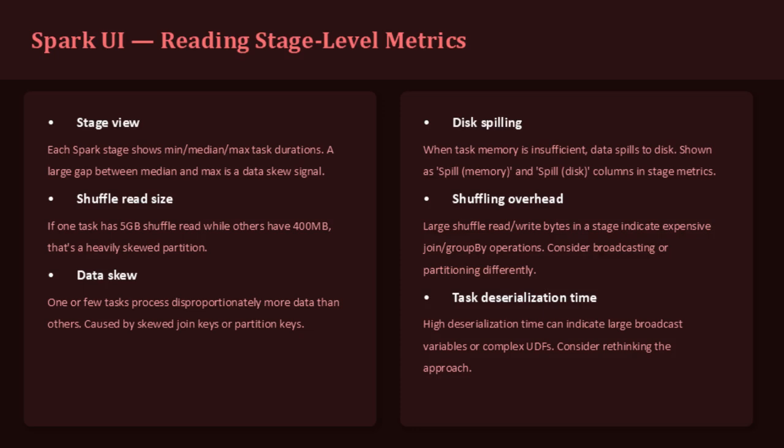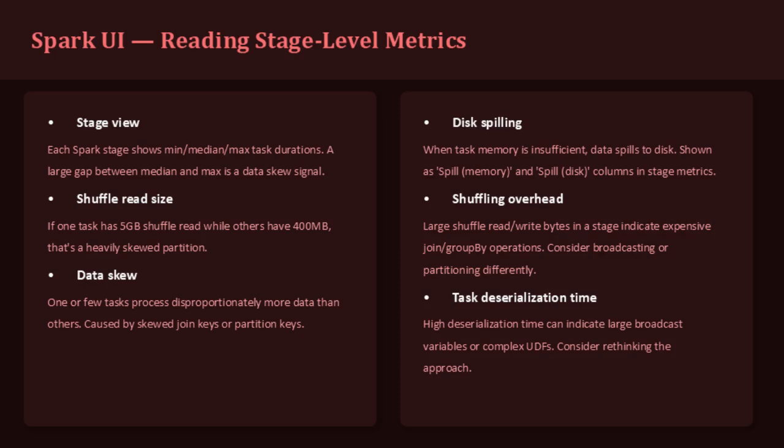That brings us to the Spark UI itself. The stage view shows you minimum, median, and max task duration for each task. A large gap between the median and the max is your first signal of data skew. Shuffle read size tells the same story in a different way. If one task has 5 GB shuffle read while the others sit around 400 megabytes, that's a heavily skewed partition.